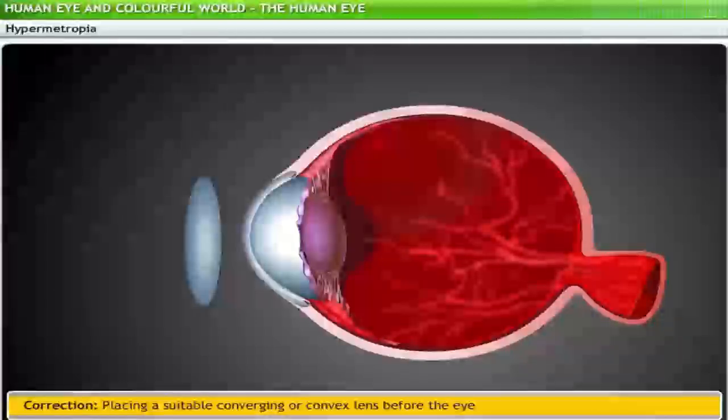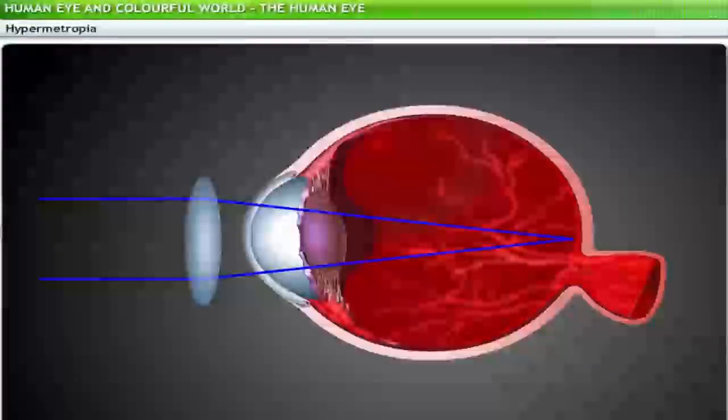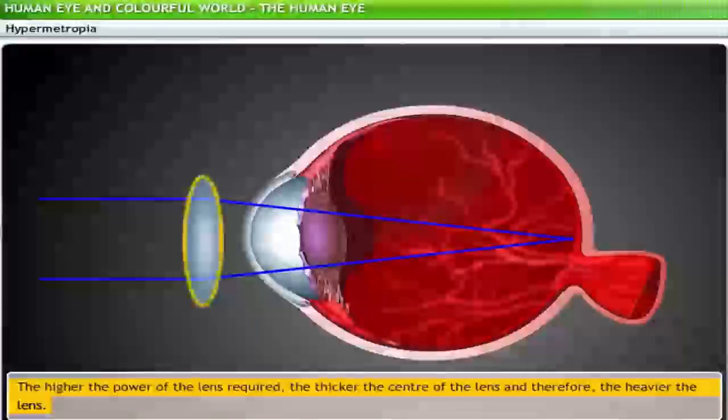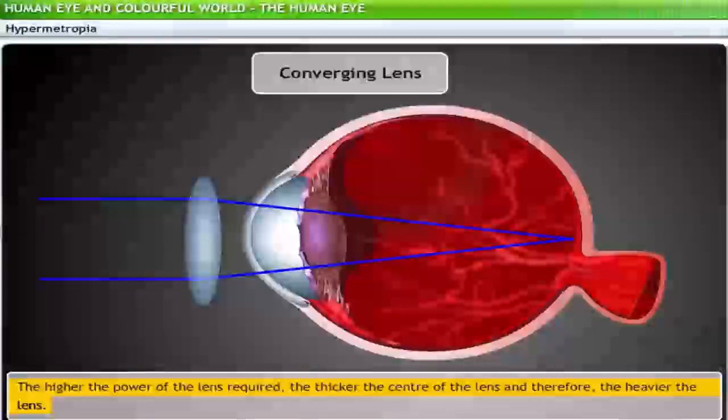When this is done, the parallel beam of light reflected from a nearby object is first converged by the convex lens, and then by the eye lens to focus on the surface of the retina. The higher the power of the lens required, the thicker the center of the lens, and therefore the heavier the lens. The rectification lens for hypermetropia is also referred to as the converging lens, as it converges the beam of light incident on it.